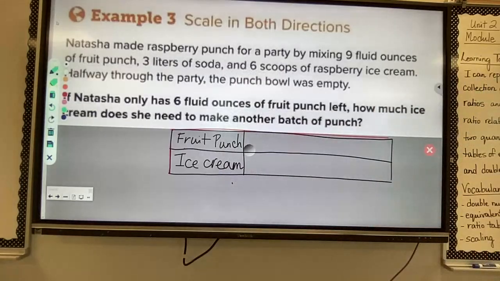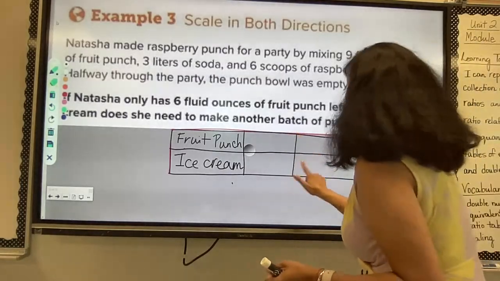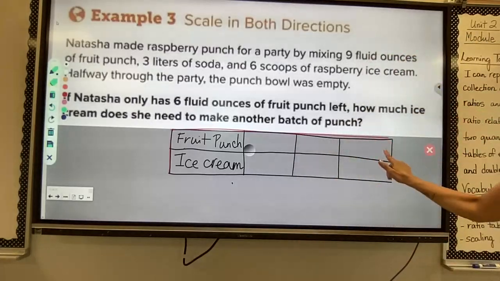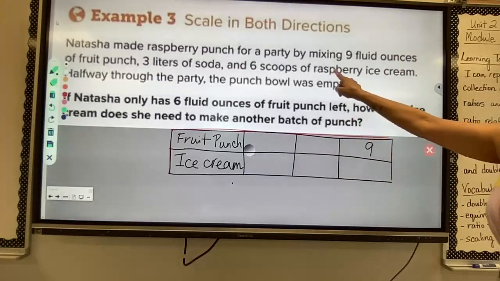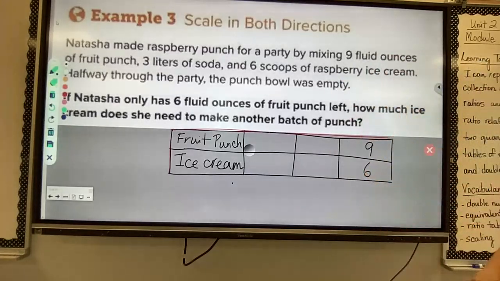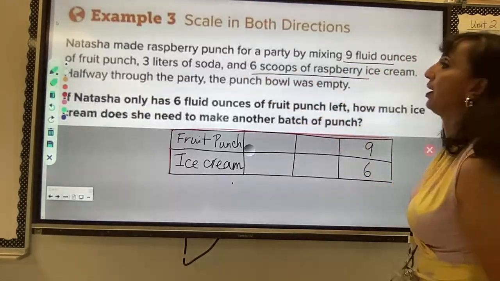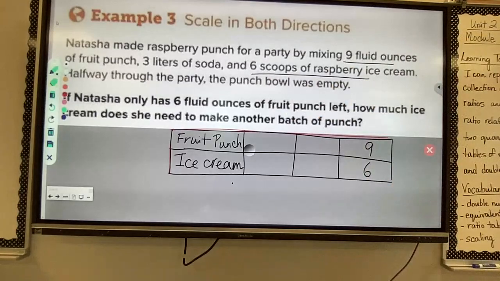And then it's saying that we had 9 to 6. So I'm just going to do this. All right. We have 9 fluid ounces of fruit punch to 6 scoops of raspberry. That's what I need to look at. This to this, because this is what we're talking about. All right. And there is no whole number by which you can multiply 6 to obtain a product of 9.